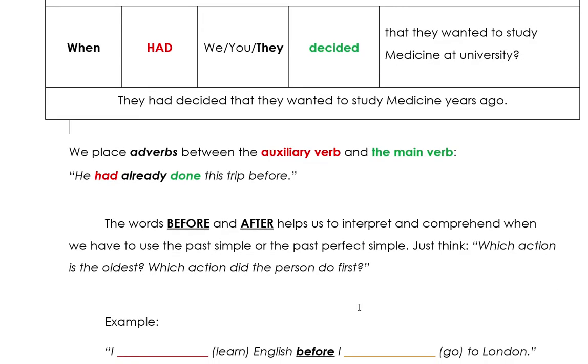Now, in the past perfect, we use some adverbs, okay? Like already, like yet, like the present perfect simple, okay? We place adverbs between the auxiliary verb and the main verb. For example, he had already done this trip before. ¿Sí? Tenemos el adverbio entre el auxiliar y el verbo principal.